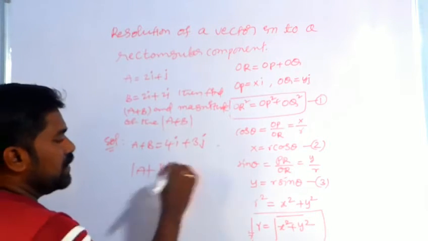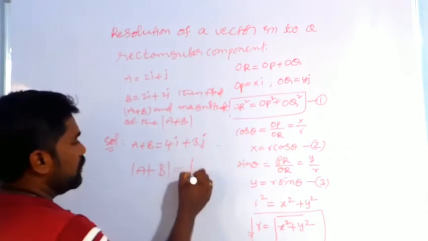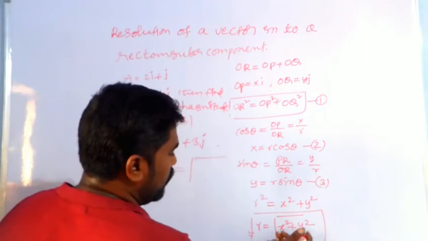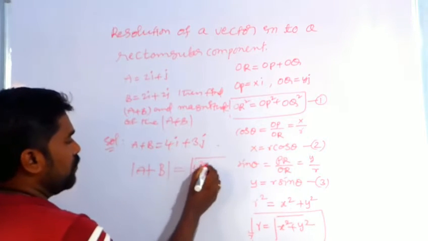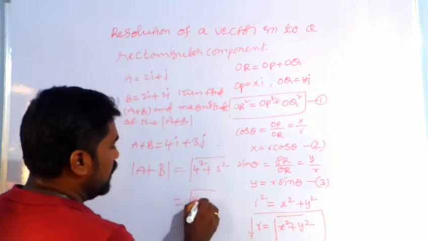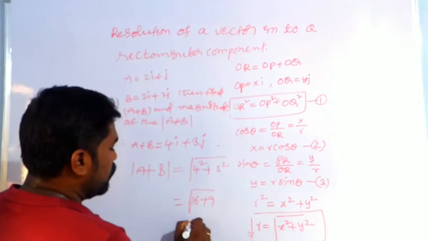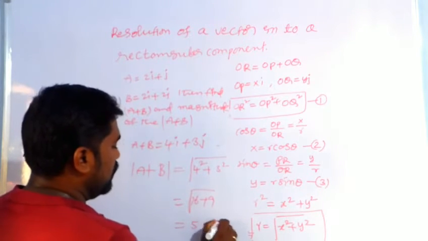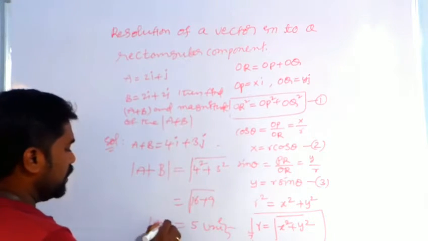and the modulus of A plus B, what is it? Modulus of R equals root of X square plus Y square, where the X factor is 4 and the Y factor is 3. So 4 square plus 3 square equals under root of 16 plus 9, which is 25, which is 5 units. So the modulus of A plus B equals 5 units.